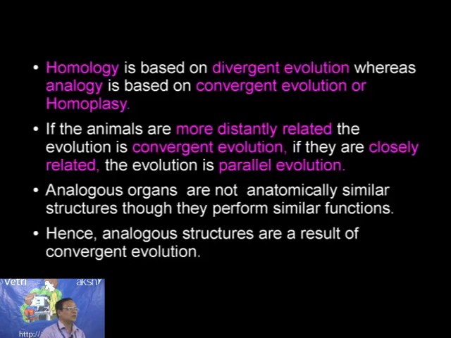Then, I mentioned earlier, analogous organs are not anatomically similar, though they perform similar functions. Analogous structures or organs are formed as a result of convergent evolution. Different species are converging towards one point for a common mode of life. Here is an example of the wing of a bat, a bird, and an insect. So analogous organs result due to convergent evolution. That is one thing you have to remember.